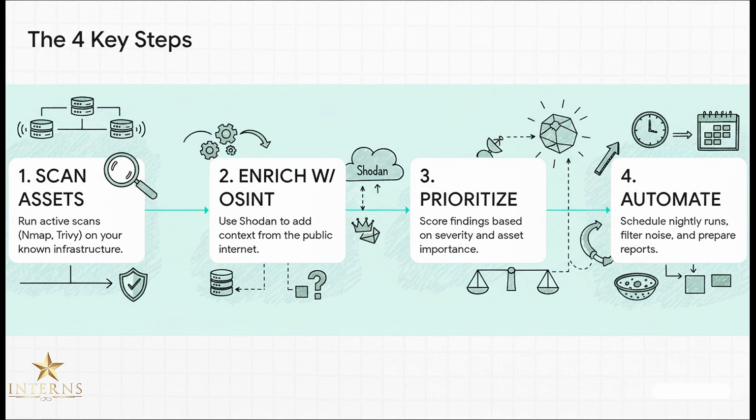Step 3, and this is where the real magic happens, you prioritize. You write a script that looks not just at how severe a flaw is, but also how important the system is. A critical flaw on some test server isn't nearly as scary as a medium one on your main production database. And finally, step 4, you automate the whole shebang to run every night and filter out all the junk.